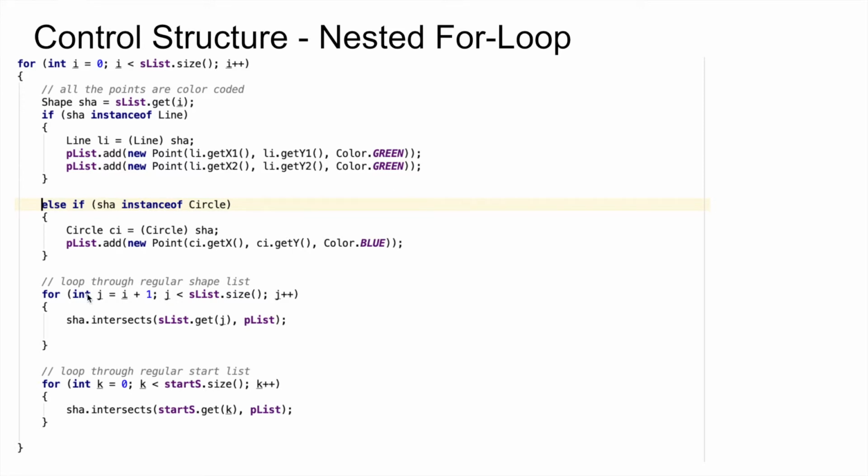However, when we look below, we see more for loops. Inside this for loop over here, we loop through the regular list to try to find any intersections. And inside this one over here, we loop through the starter list to try to find any intersections.